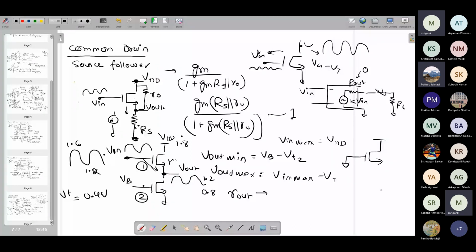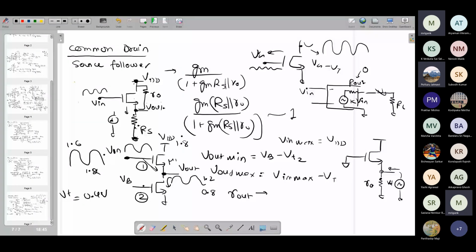Input signal will be shunted to 0, and this is the current source. Suppose I replace the current source by its impedance, which is RO, right? If this is the current source, what is the impedance looking into the drain? It is RO. And then you apply the test voltage over here, VT, and find out what is IT.